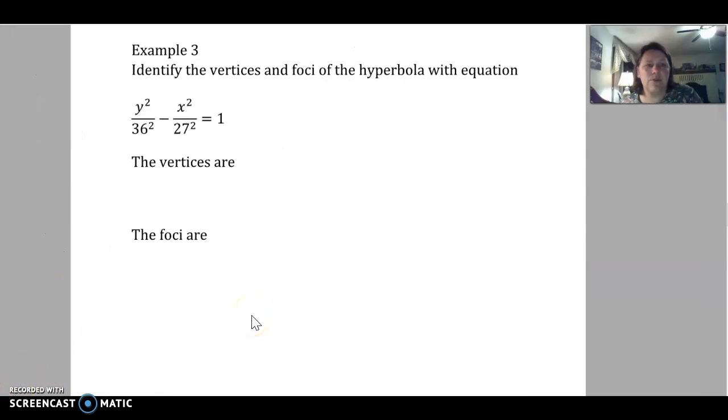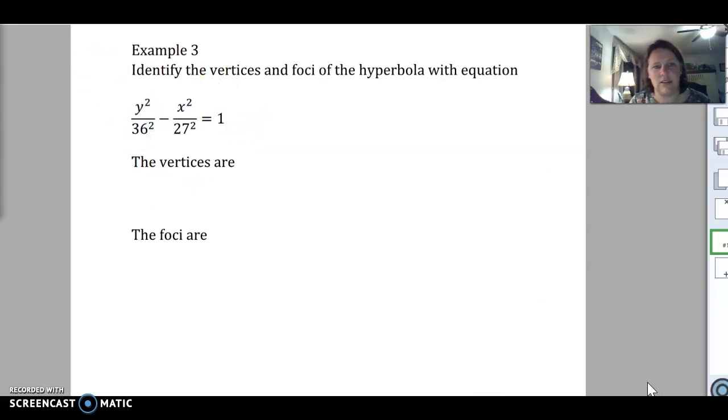Okay, example number 3. We want to identify the vertices and foci of the hyperbola with this equation. So let's first start off saying everything that we do know. We know that our center is at 0, 0. I've got a little more room on this one. So our center is at 0, 0.